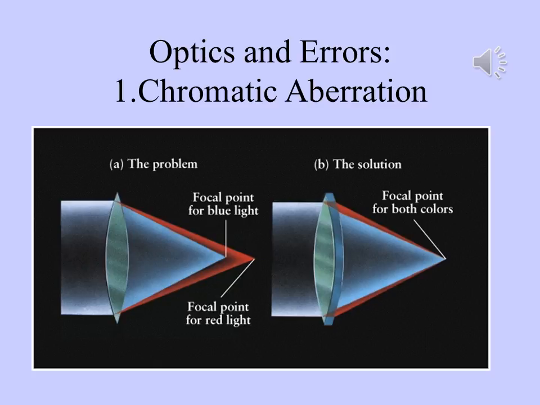Lenses have chromatic aberration. That's because, think about each side of the lens. It looks like a prism. Prisms break white light into the colors of the rainbow. That causes multiple focal points. Blue focuses closer than red does.